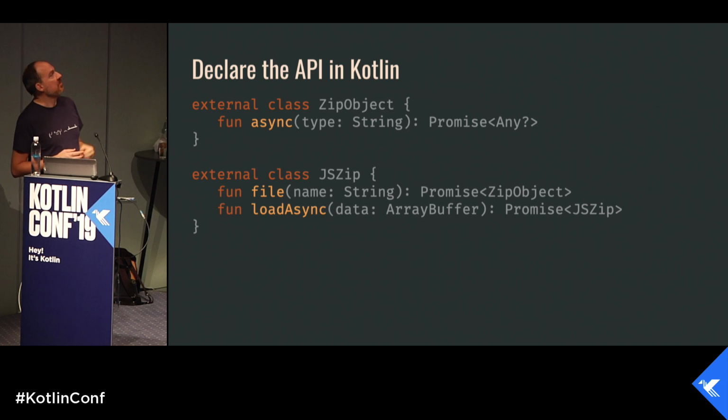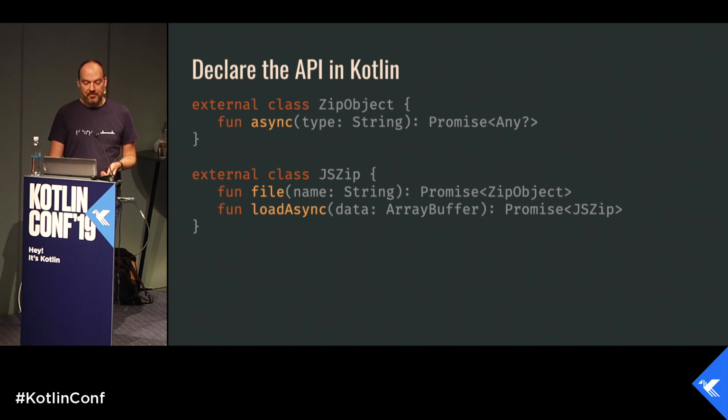Now, we have the JSZip class, and we define the file function taking a string. But that one we know will always return a promise of a ZipObject. And then we have the loadAsync, where we pass in data as an array buffer. We know that we will get a JSZip back. Okay, so we define the API in Kotlin. We don't need to define the entire API, only the things you need. That's the convenient thing about it.